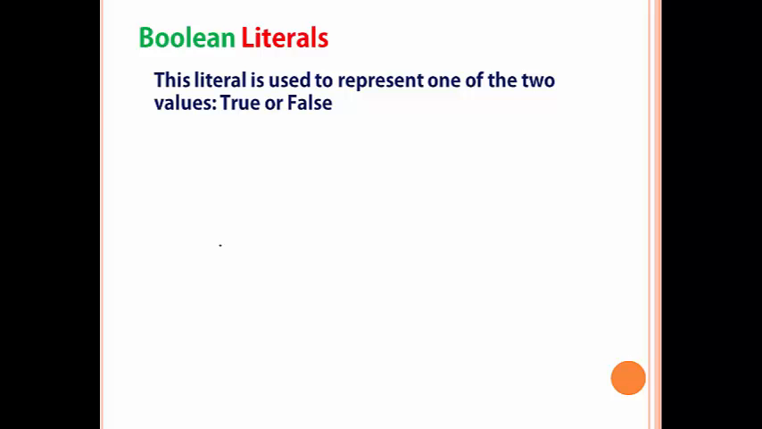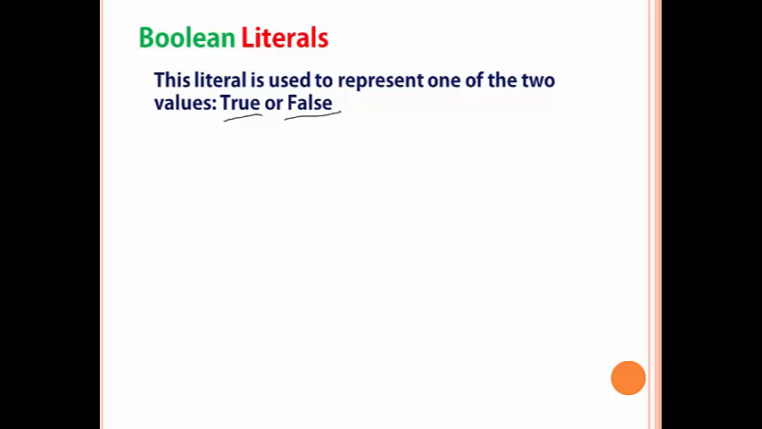Okay, next is your Boolean literals. Booleans are the true and false values. You might have learned about it, true and false. Only two values are there, true and false. So this you might have learned.